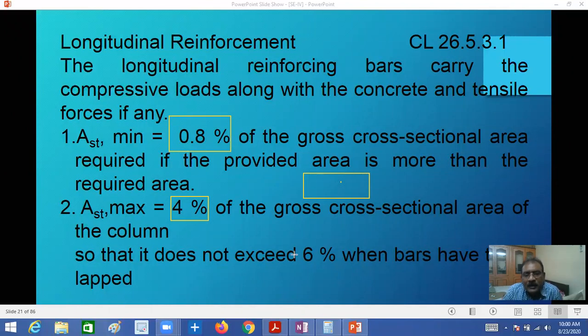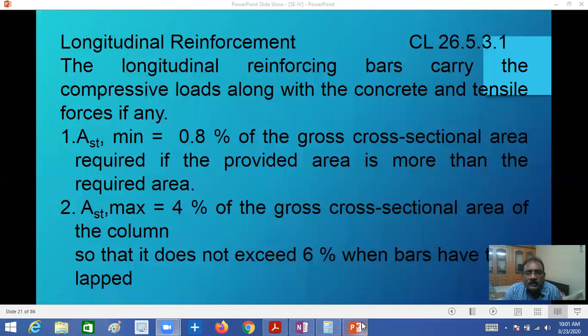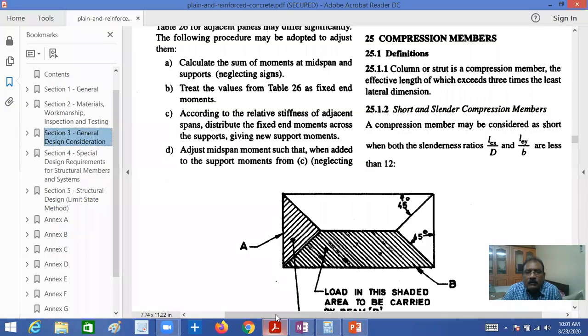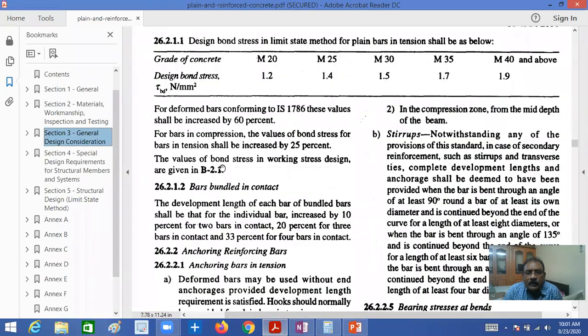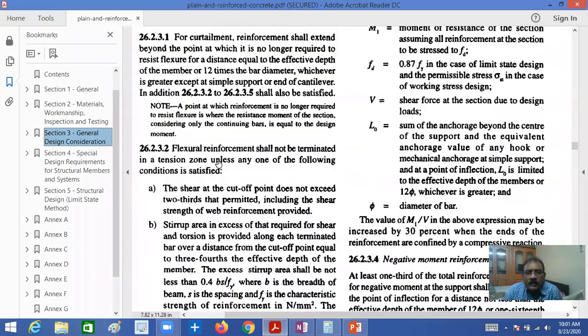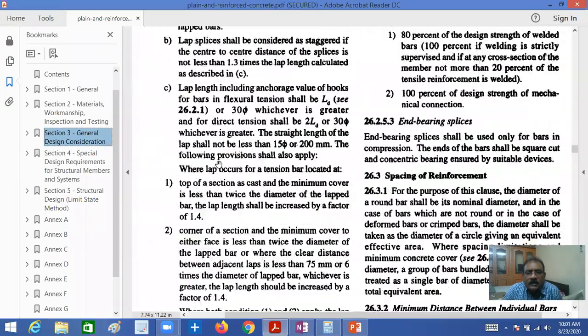And whenever laps are there, it should not exceed 6%, but don't get confused. The maximum is 4% of the cross-sectional area, and whenever laps are there, 6% is allowed, right? You must remember these words. So these are as per the clauses. You can verify clause number 26.5.1. Okay, see, everything is as per guidelines.